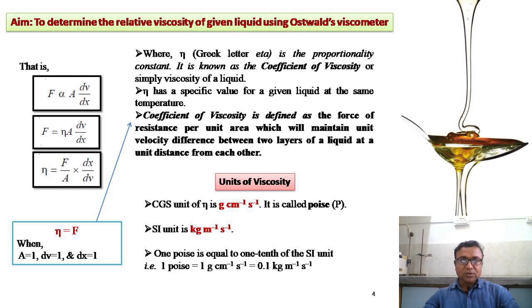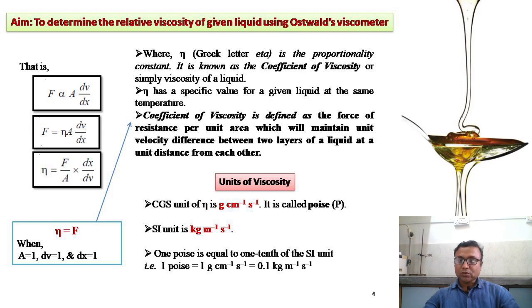Now suppose we substitute the area of cross section as 1, the velocity difference as 1, and the distance between molecular layers as 1, then the whole formula becomes eta is equal to force. That is, the coefficient of viscosity is equal to the frictional force, and therefore the coefficient of viscosity is defined as the force of resistance per unit area which will maintain a unit velocity difference between two layers of a liquid at a unit distance from each other. So this is the mathematical definition, and this is the theoretical definition.